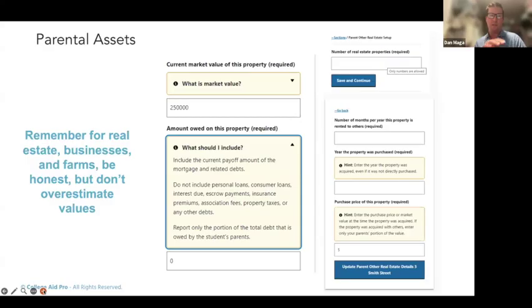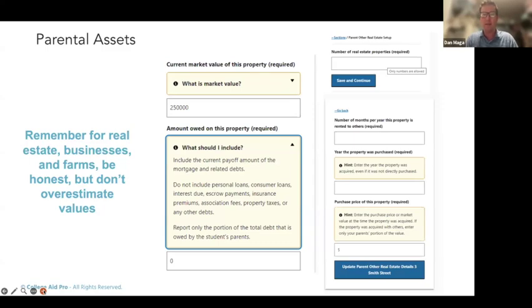Now, key thing here, remember, for real estate, businesses and farms, be honest, but don't overestimate values. I feel like any CSS I review for someone who has their own business, they overvalue their business. Now, the schools can pretty well figure out what your home is worth because they can just go on Zillow and Google it. Pretty darn hard for them to figure out what your business is worth. So try and be conservative on that question if you have a business, especially if you're a self-proprietor or a personal service business where there isn't a whole lot of value there.